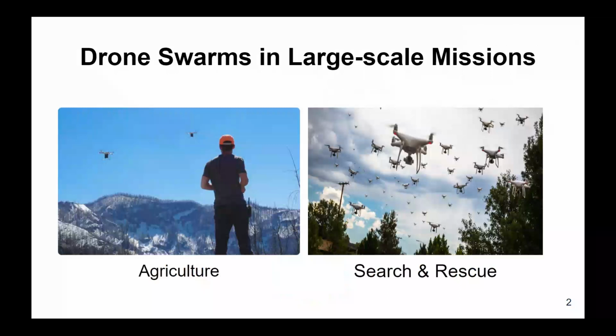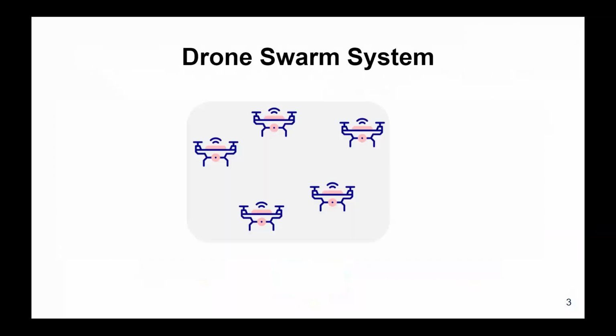Drone swarms are a type of distributed cyber-physical systems inspired by swarm intelligence. They usually have a number of drones communicating with each other and working together to carry out large-scale missions, which cannot be performed by a single one. For example, they have been widely used in agriculture and search and rescue missions.